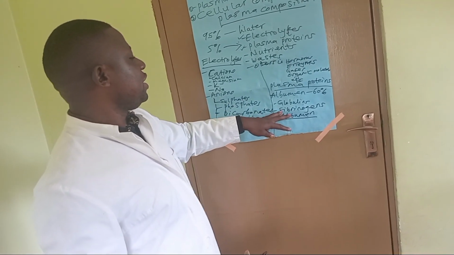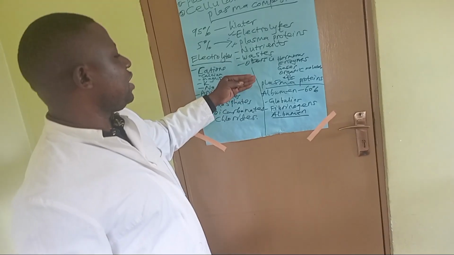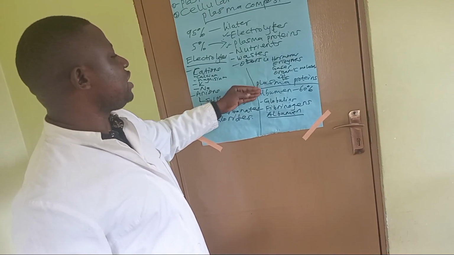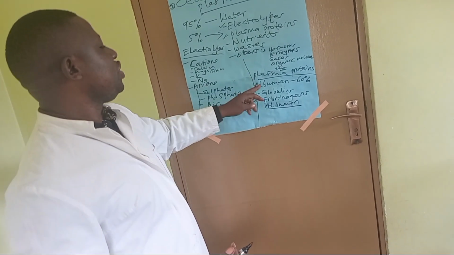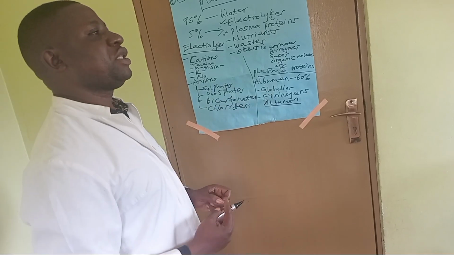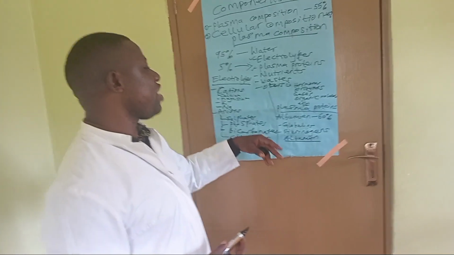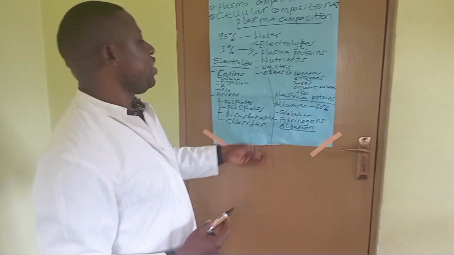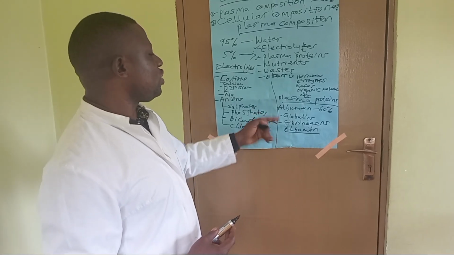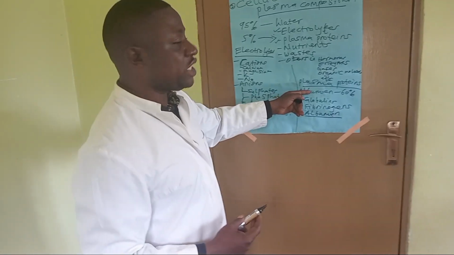So many things are transported in blood using albumin. There are so many things, the ions, the Hib, most of them. So this one is responsible for transportation.